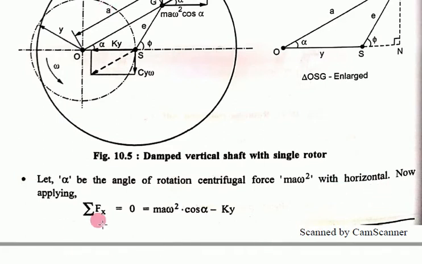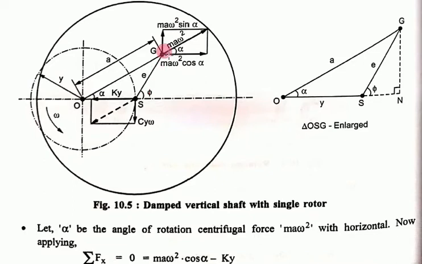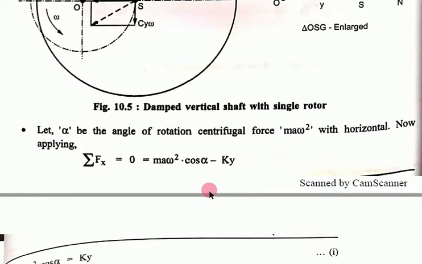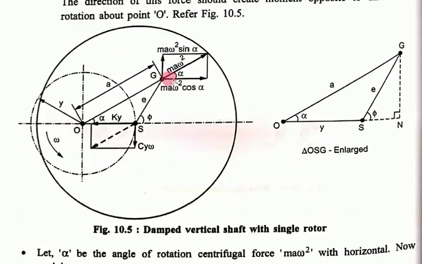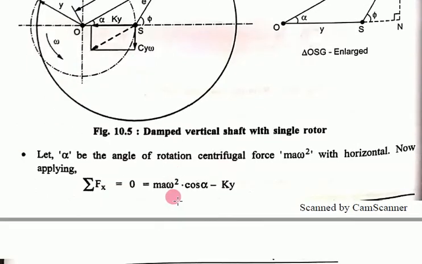Now sigma Fx is equal to 0. From the point G, the horizontal component of force is m a omega square cos alpha, and the vertical component is m a omega square sin alpha. For sigma Fx, all the horizontal forces sum to 0. So m a omega square cos alpha is on this side, and the restoring force ky is on the opposite side, which is why it is minus ky.